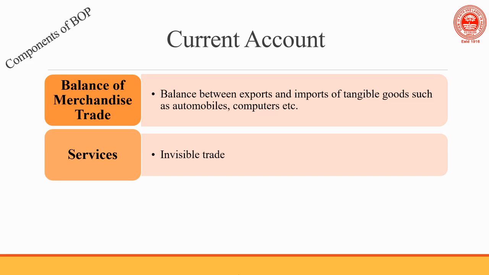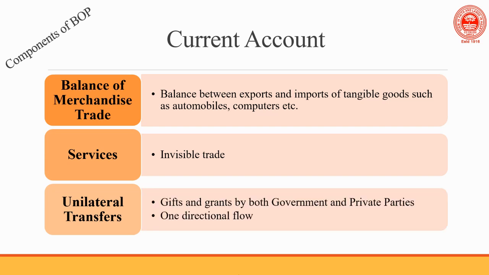Also, current account includes some kind of transactions relating to unilateral transfers, that is, any kind of gifts or grants by both government as well as the private parties, and it is a one directional flow.